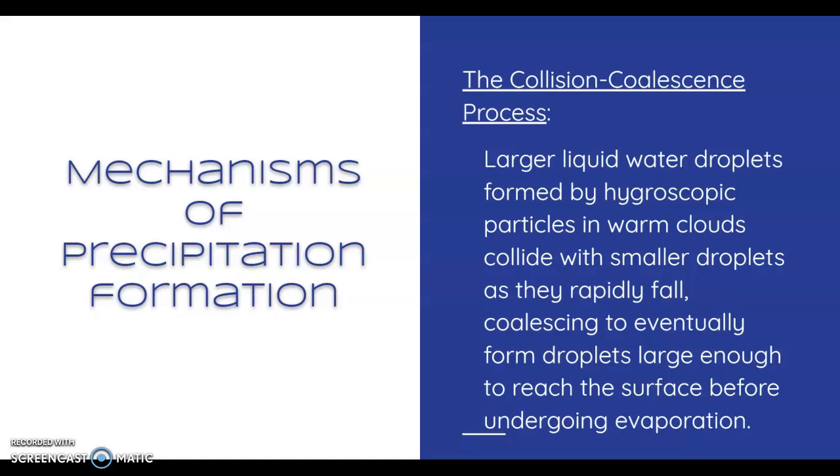Second, the collision coalescence process is characterized by larger liquid water droplets formed by hygroscopic particles such as salt in warm clouds colliding with smaller droplets as they rapidly fall. These larger droplets are able to fall at a faster rate, thereby coalescing with smaller droplets to eventually form droplets large enough to reach the Earth's surface before they undergo evaporation.